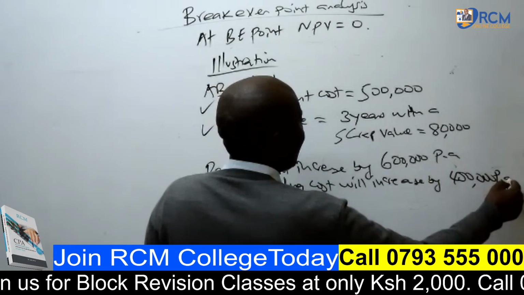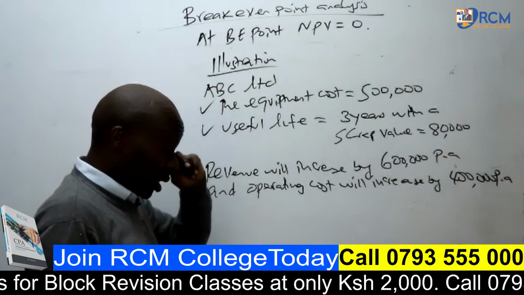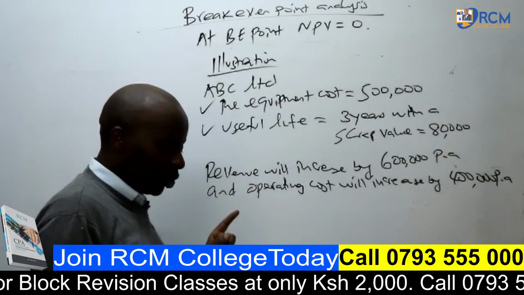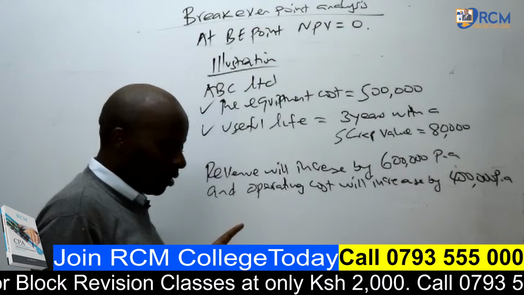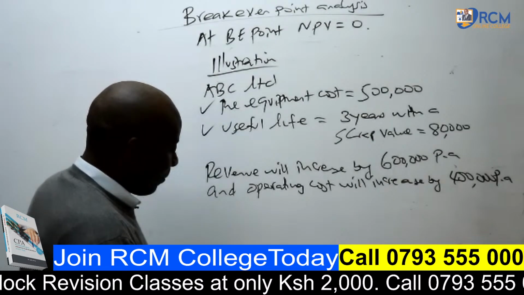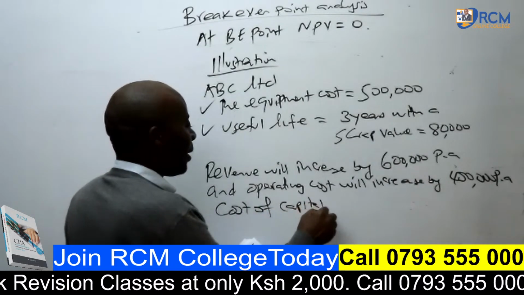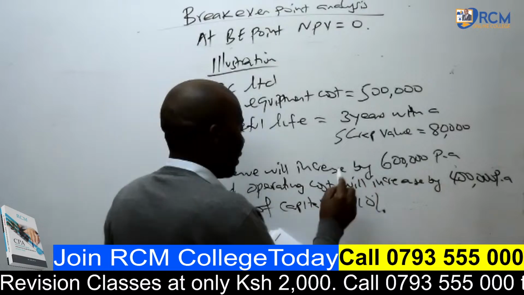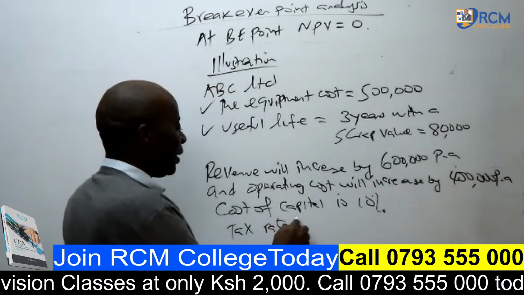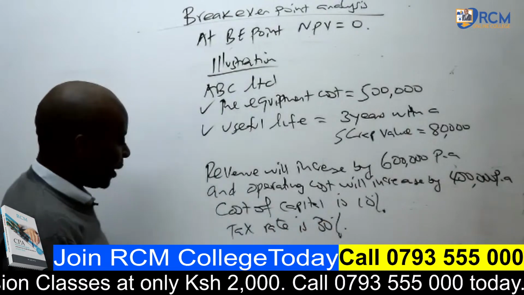That is per annum as well, because they told us that for each of the 3 years, then that tells me straight away that I'm dealing with a question of annuities. 600,000, 400,000 respectively. The company's cost of capital is 10%, and the tax rate is 30%.